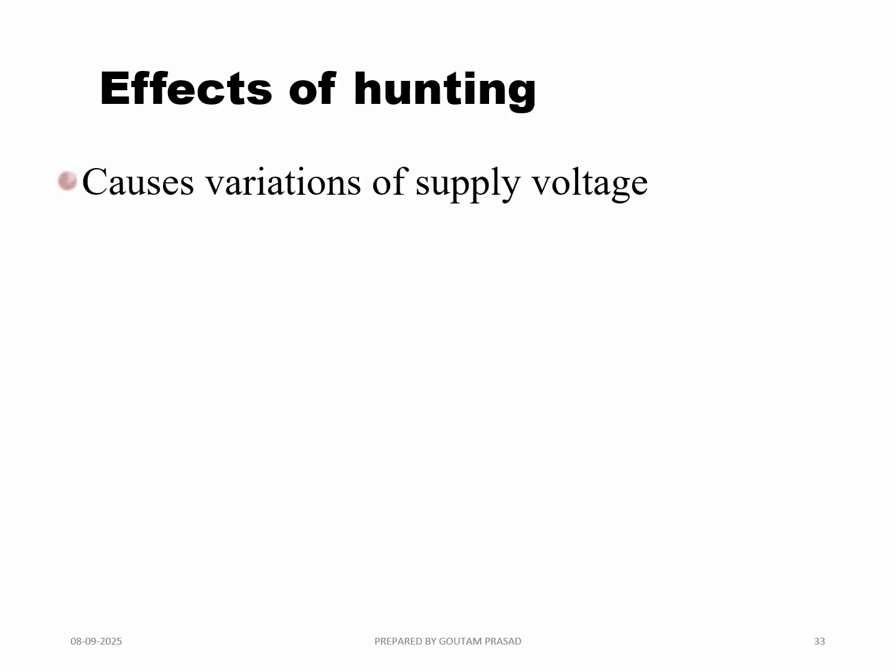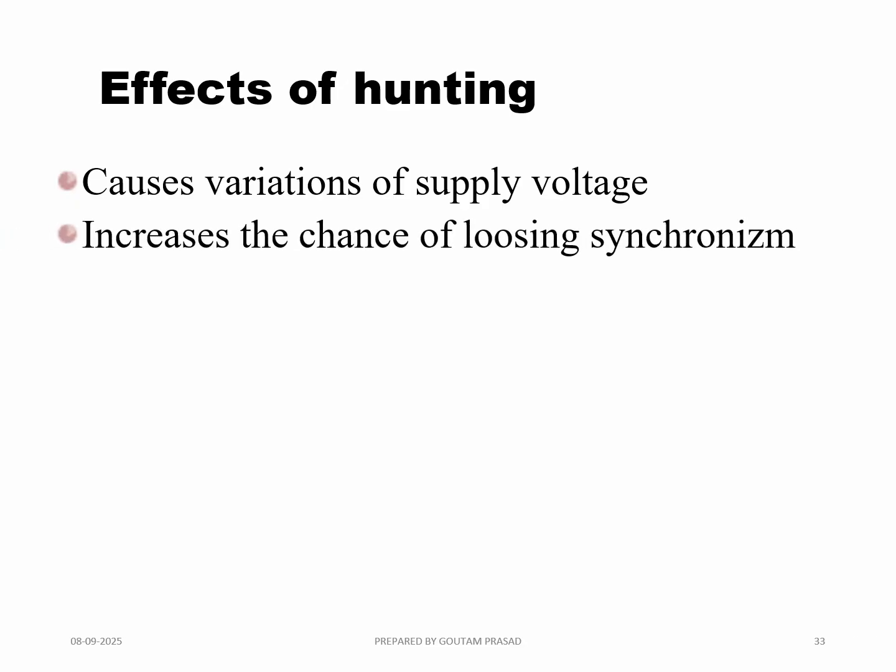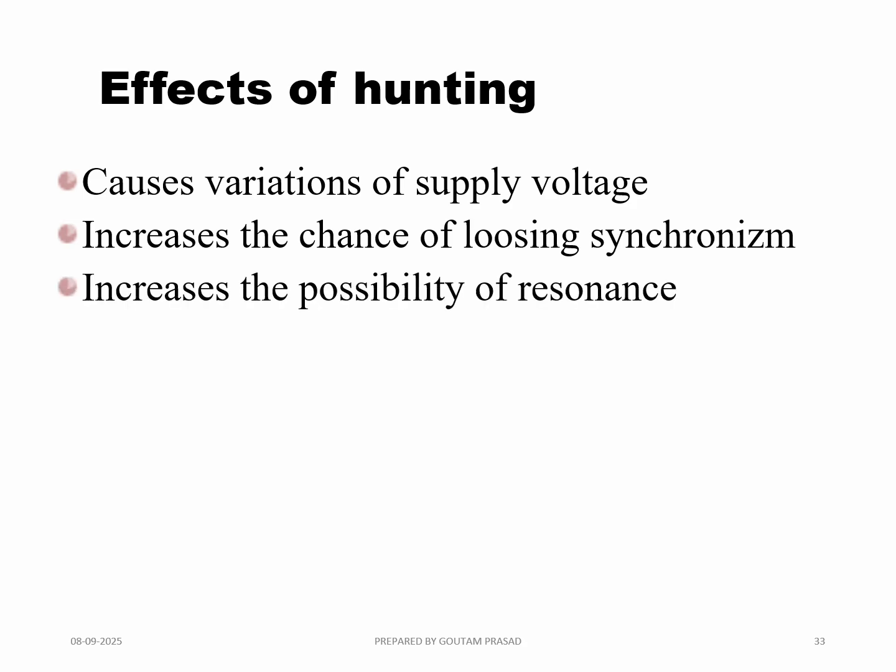Effect of hunting. Because of hunting, variation in the supply voltage also occurs, which increases the chance of losing synchronism. Because of hunting, loss of synchronism could also happen. It increases the possibility of resonance.